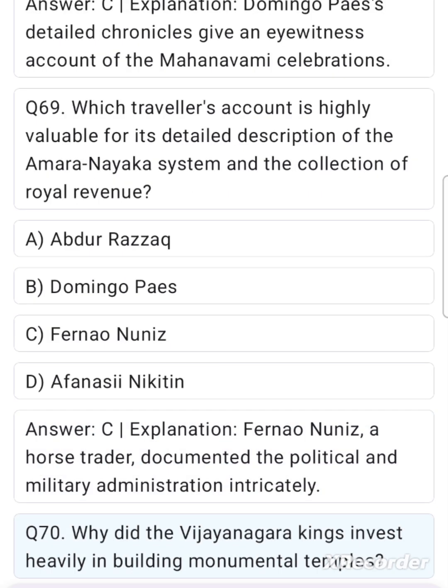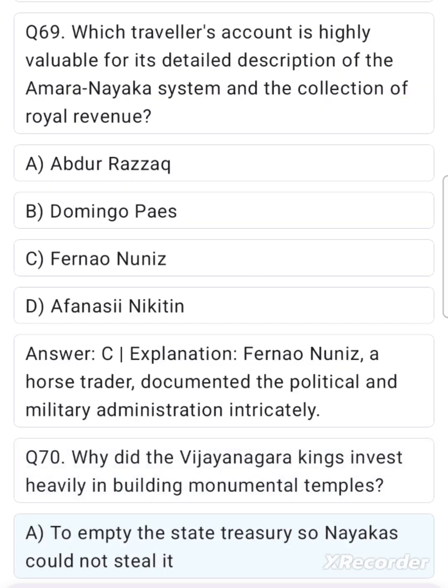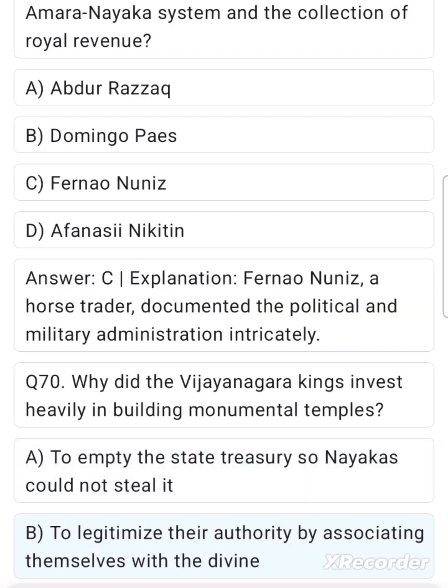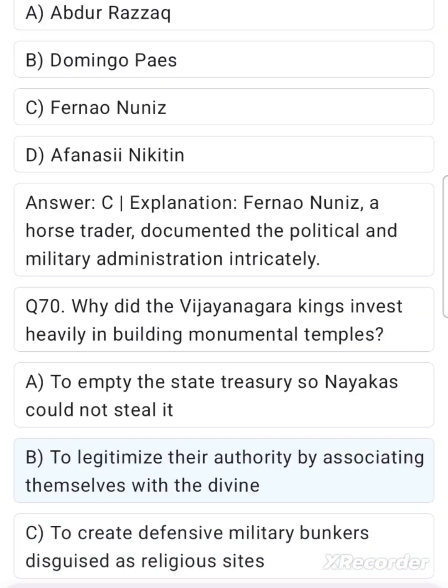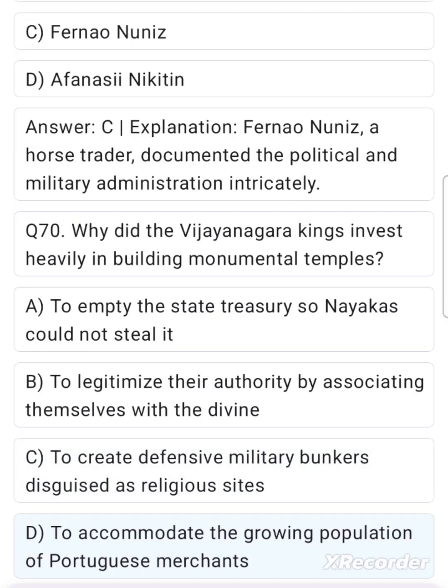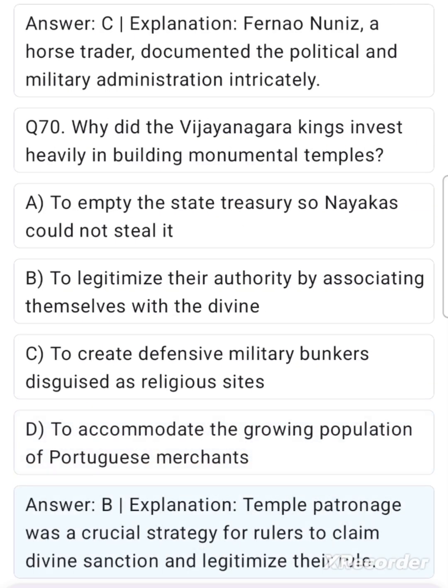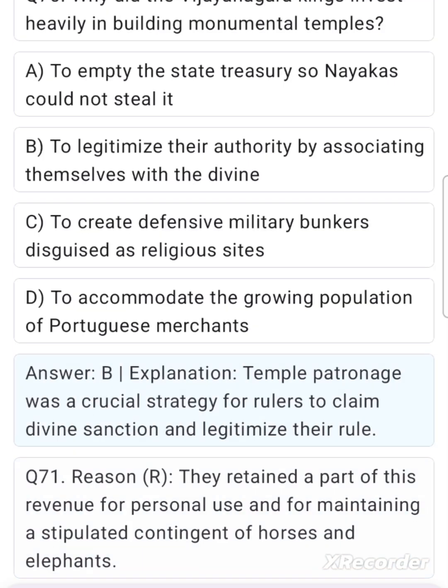Q70. Why did the Vijayanagara kings invest heavily in building monumental temples? A. To empty the state treasury so Nayaka could not steal it. B. To legitimize their authority by associating themselves with the divine. C. To create defensive military bunkers disguised as religious sites. D. To accommodate the growing population of Portuguese merchants. Answer: B. Explanation: Temple patronage was a crucial strategy for rulers to claim divine sanction and legitimize their rule.